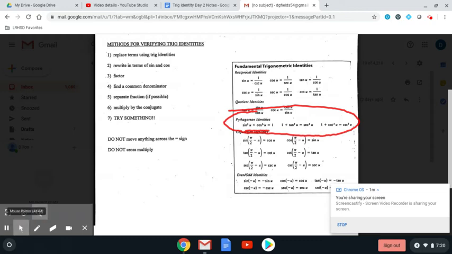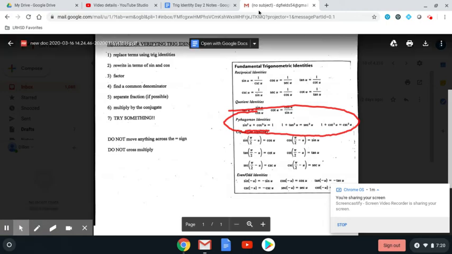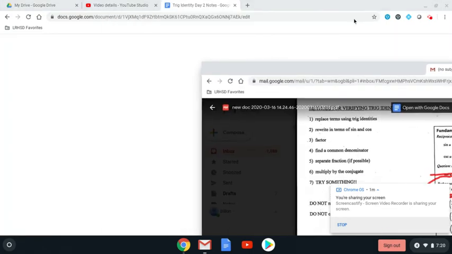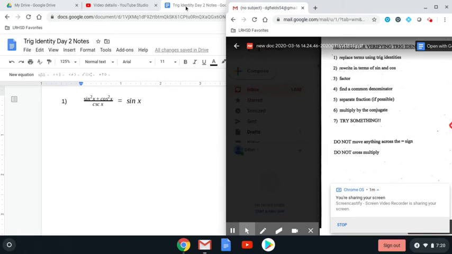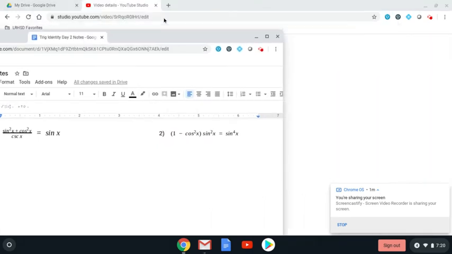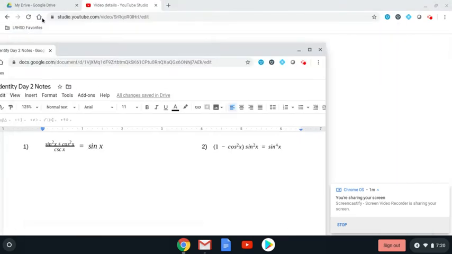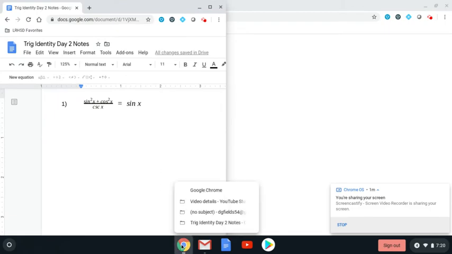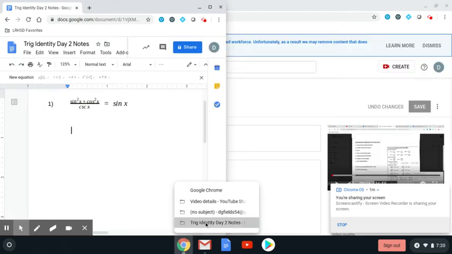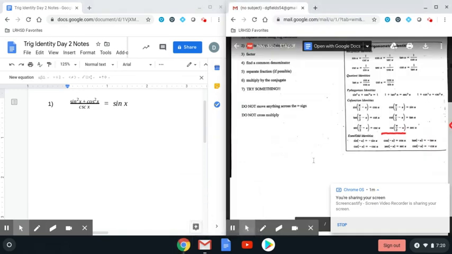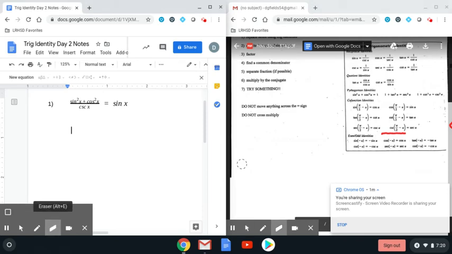All right. So let's see if I can do that same thing and move this over to one half of the screen and move this over to the other half. All right, let me see if I can get that back up. Okay, cool. All right, so let me erase some things here before we get started.